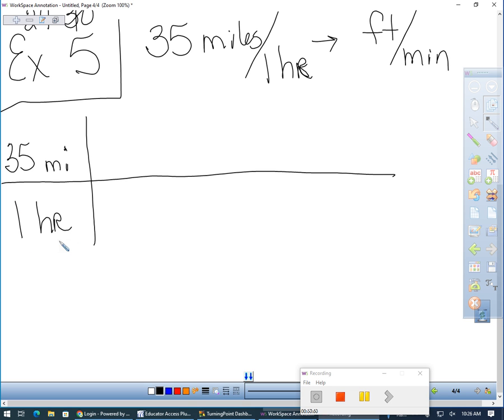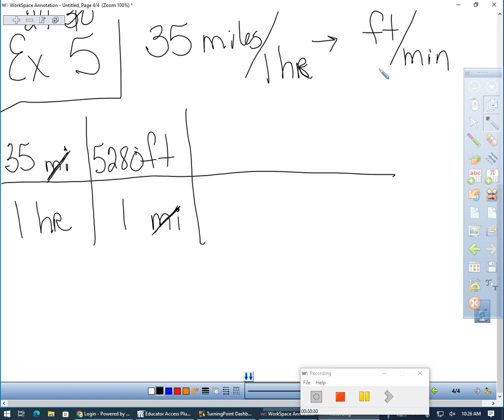So we're going to start by changing miles to feet. So in my first conversion factor, to get rid of miles, I have to put that on the bottom, and feet is going to go on the top. How many feet are in 1 mile? Very good. 5,280 feet is in 1 mile. So now you'll notice my miles cancel. What is the label I have right now? Right now we have feet per hour. Exactly. What do we want?